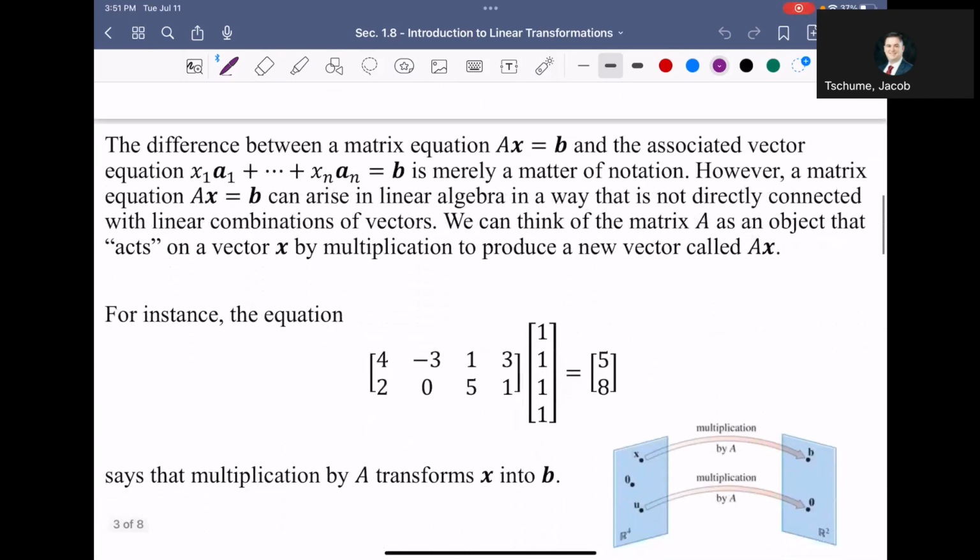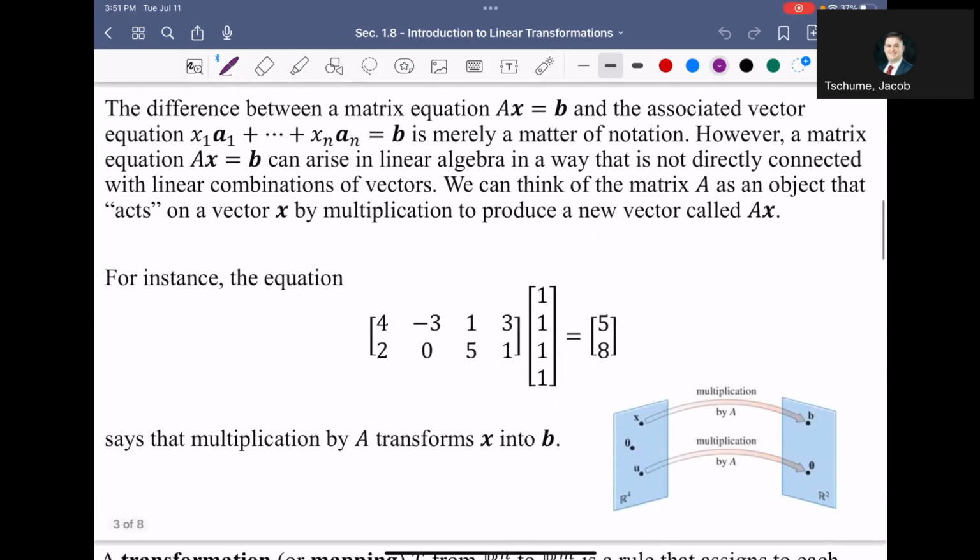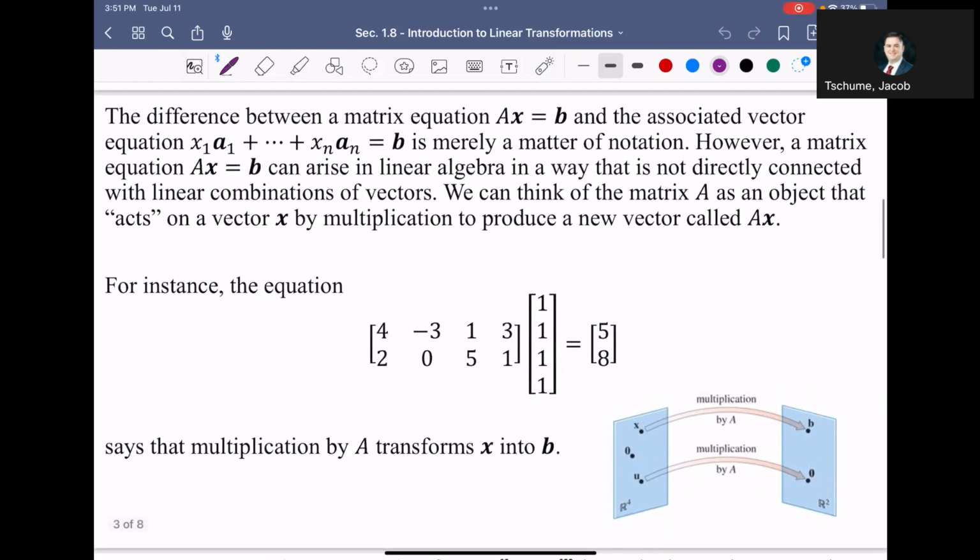All right, so a little bit of terminology here, a little bit of reading I got to do, but let's get through this part first. The difference between a matrix equation and the associated vector equation is merely a matter of notation. So we've seen that already. We solved them both with augmented matrices. It just depends on how you want to write them. However, a matrix equation, AX equals B, can arise in linear algebra in a way that is not directly connected with linear combinations of vectors.